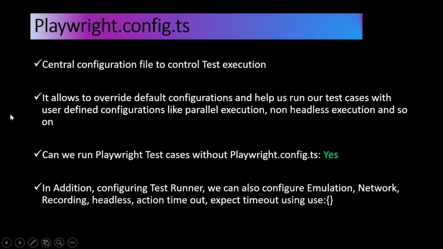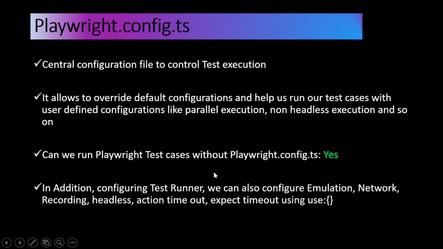Talking about now playwright.config.ts. So this is the central configuration file which is used to override default configurations that we just discussed. So here we can configure parallel execution, which is by default not offered. We can run our test cases in non-headless mode, that was also not offered, and we can configure many other operations like recording, video, screenshot, and many other things, right? So now the question comes is, can we run Playwright test cases without playwright.config.ts? This is what we just discussed. So answer is yes. So first we will understand playwright.config.ts file and its features at high level. However, we'll be talking about these features separately as part of separate videos.